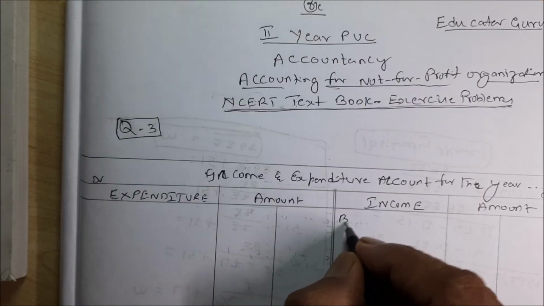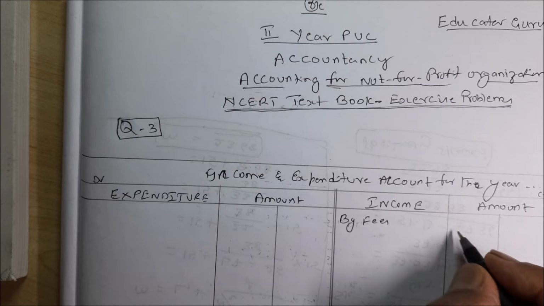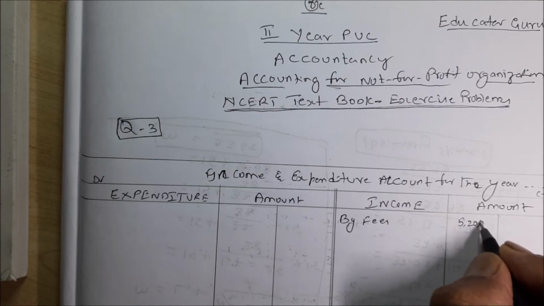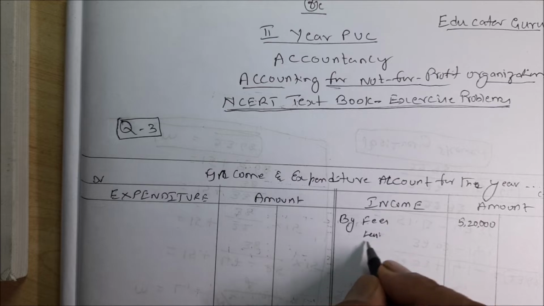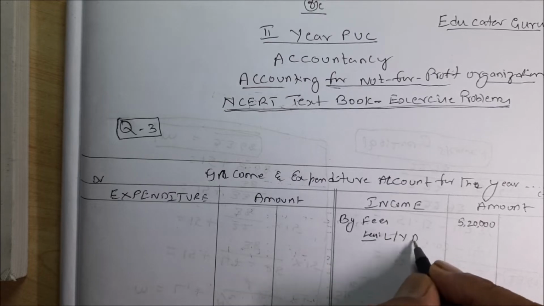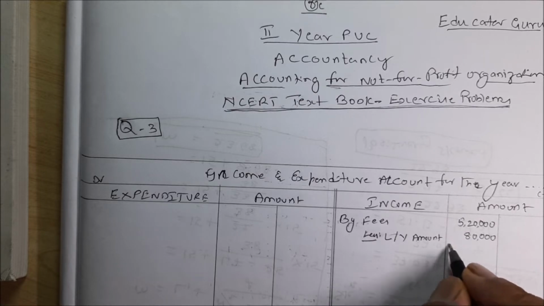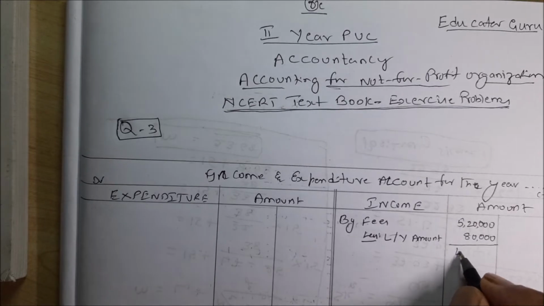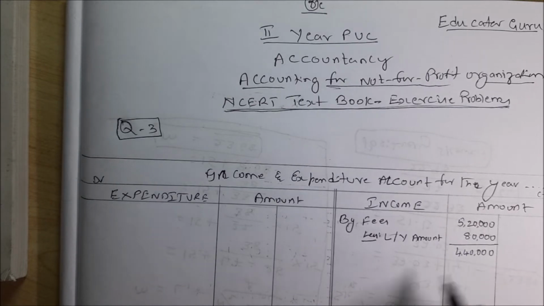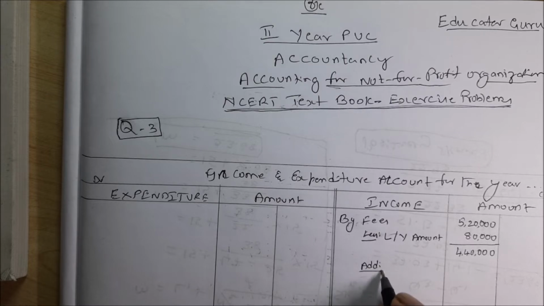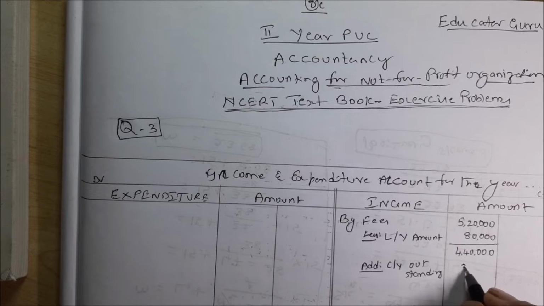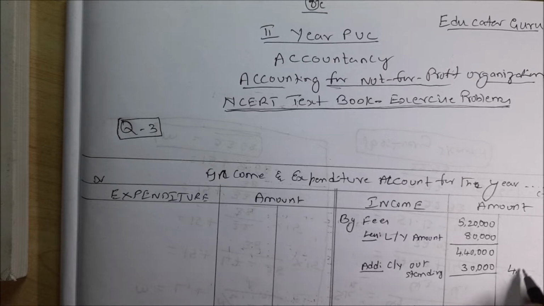So you write by fees, that is 5,20,000, less last year amount. LY stands for last year amount, 80,000 minus, write it in the inner column only, 4,40,000. Then add current year outstanding, that is 30,000. Then it comes to 4,70,000.